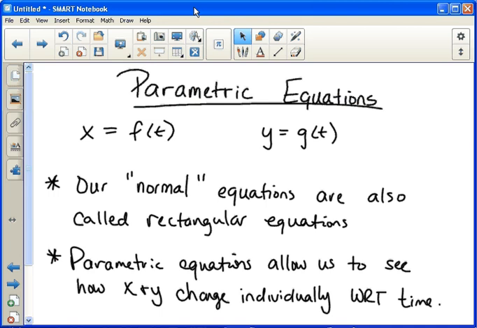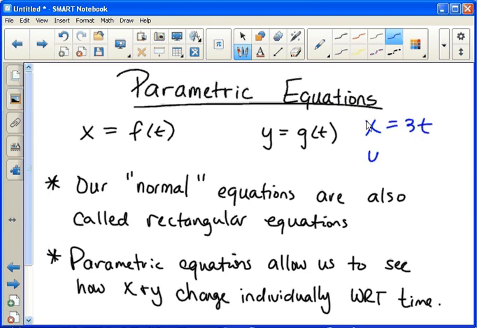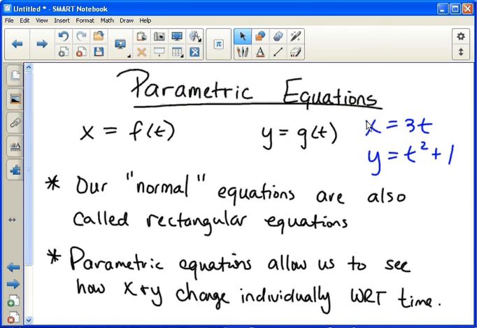A parametric equation is said to be two different equations, usually x equals and y equals, and they're in terms of t. So let me just give you an example before I explain the rest of this. It could look something like x equals 3t, y equals t squared plus 1. So that would be an example of a parametric equation. Now it's a pair of equations, but it's considered one whole equation put together.